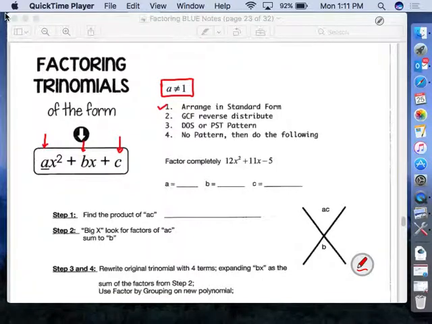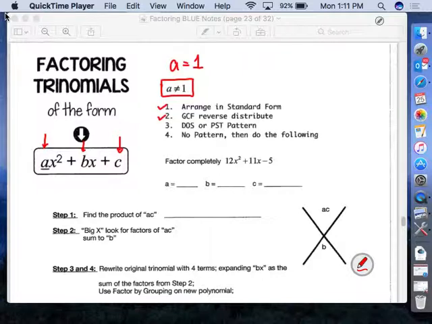the lead coefficient, which is A, is not positive 1, but the method that we're using in the video also works when the lead coefficient is positive 1. So this method works on all types. The second step is to look for a greatest common factor and reverse distribute that out of the problem.